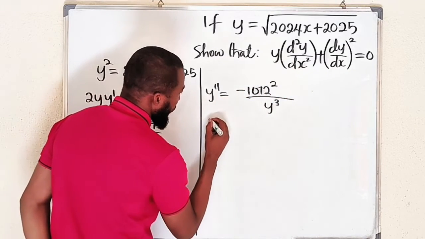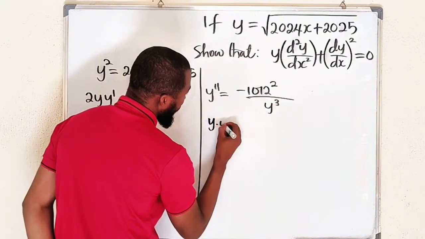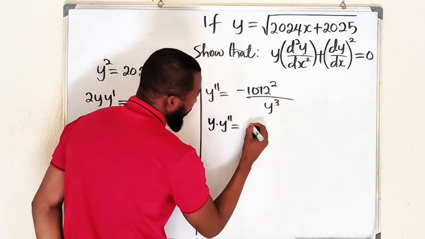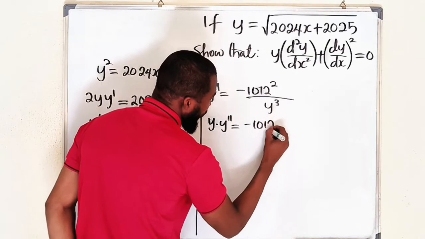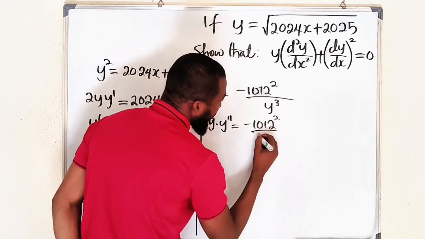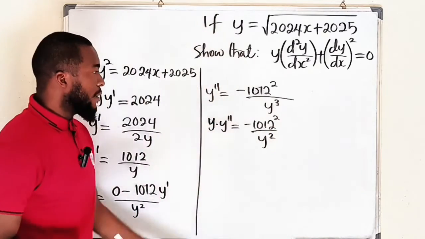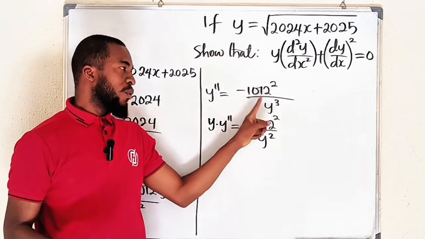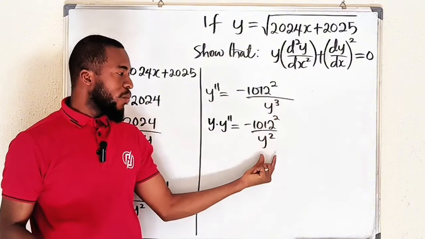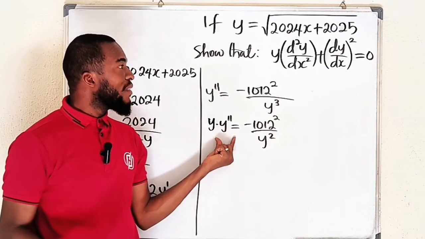So y times y double prime will now be equal to negative 1012 squared divided by y squared. Why? Once you multiply this by y, it will cancel one of the y's here, leaving y squared. So this is our first term.